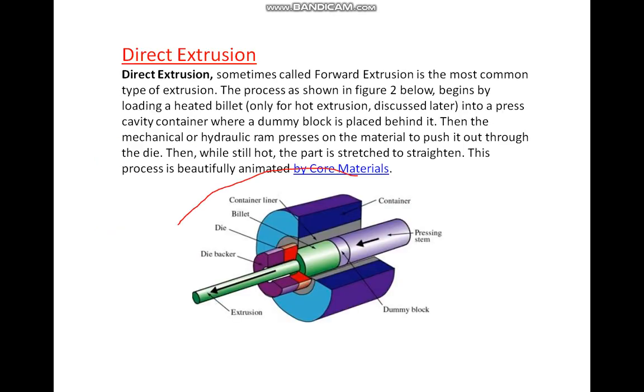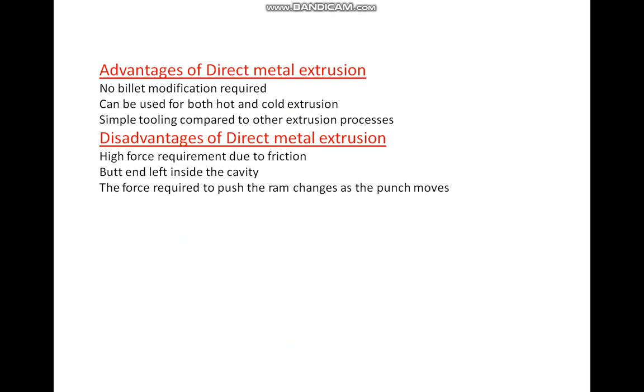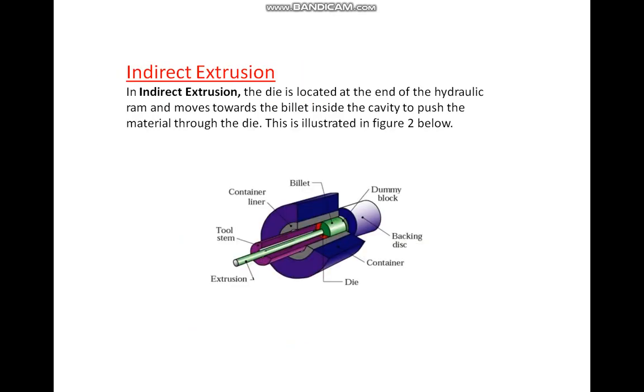So this is the block diagram of the cut section of the direct extrusion process. This is the ram, this is the dummy block, and this is the billet. This is the die opening. You are forcing this billet in this direction. The movement of the ram and the billet is in the same direction. That's why it is called the direct extrusion process. These are the various advantages and drawbacks of the hot extrusion or direct extrusion process.